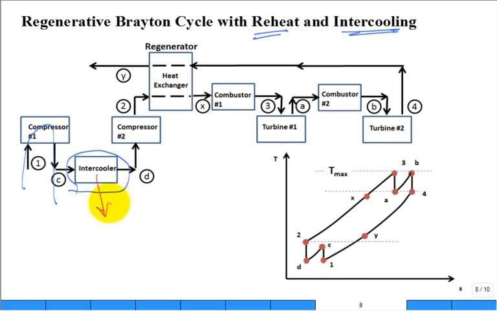Well, how is that going to improve performance? Well, because the rest of that compression is going to be less costly. It'll cost less mechanical work to continue that compression process versus if you would have just avoided the intercooling and just continued to compress. You can somewhat see that on a temperature entropy diagram, but really I'm going to emphasize that in the next slide.